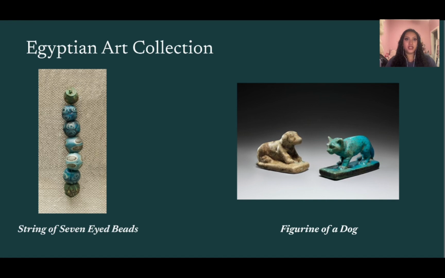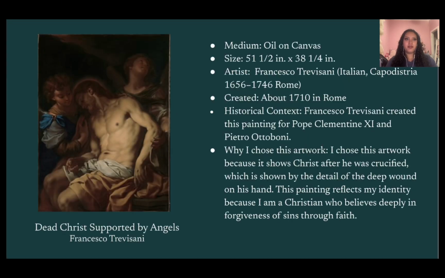I am now going to share two artworks. My first artwork is Dead Christ Supported by Angels. The medium is oil on canvas. The size is 51.5 inches by 38 1/4 inches. The artist is Francesco Trevisani, and he created this piece around 1710 in Rome.